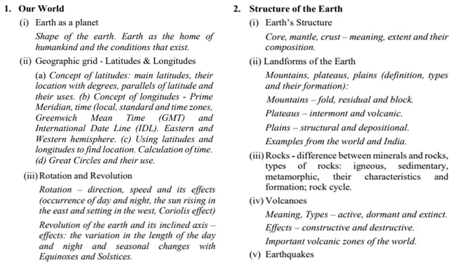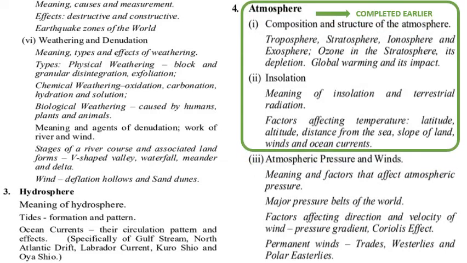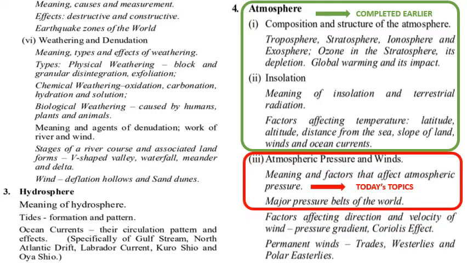So as we always start, let's go through the syllabus. In this slide you can see the atmosphere, the beginning two subtopics of composition and structure of atmosphere as well as insolation were completed in the previous classes, and we'll be discussing the first half of the third subtopic, which is atmospheric pressure and winds. Especially we won't be discussing winds, only atmospheric pressure, meaning and factors that affect atmospheric pressure, just like how we learnt about temperature, and major pressure belts of the world. The rest we'll be discussing in the next.